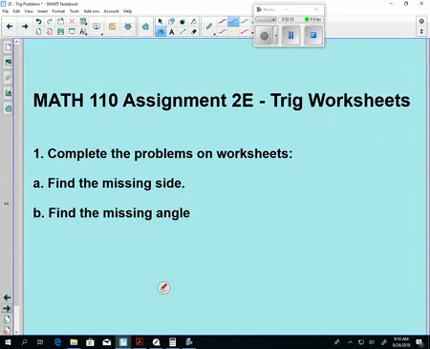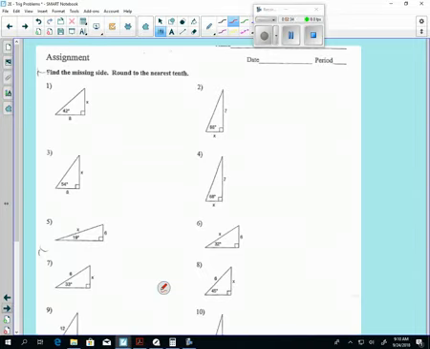So, example, I don't know if I got that in there, but I'll do an example. The first set is 2 pages of finding the missing side, and the next set is finding the missing angle. So let's just look at the first one. Here I have a triangle. The given angle here is 42 degrees. They tell me one side is 8, and there's my unknown side.